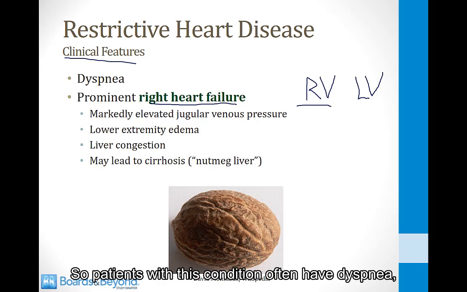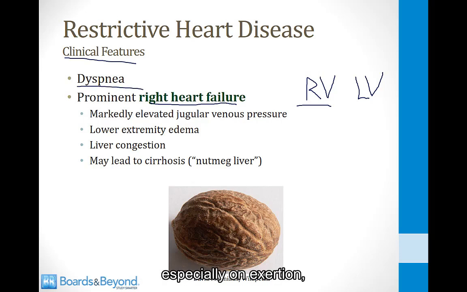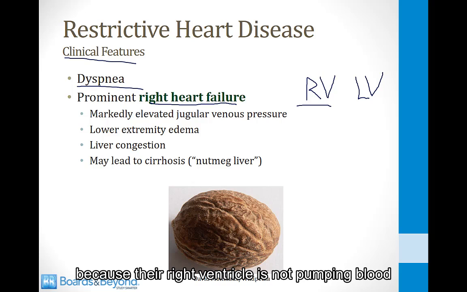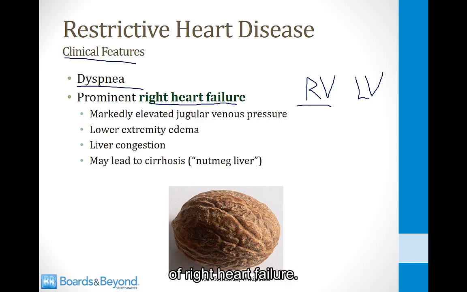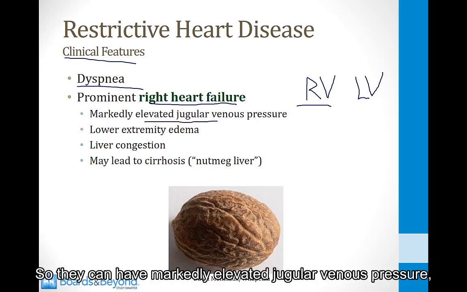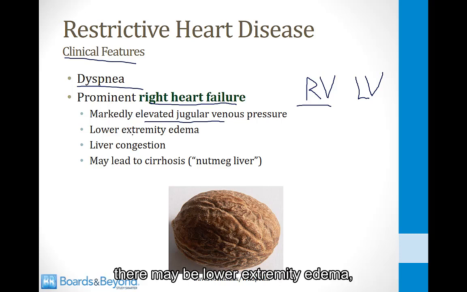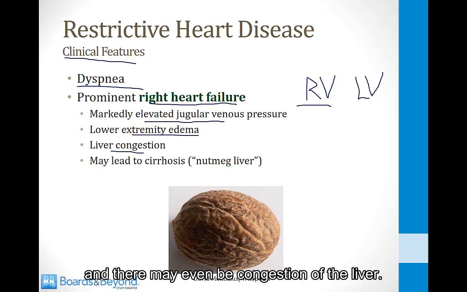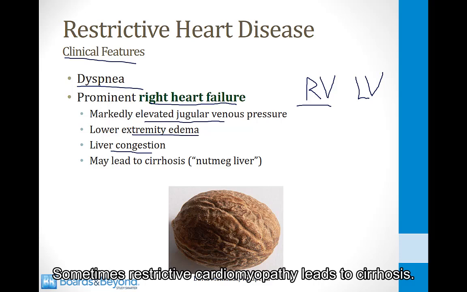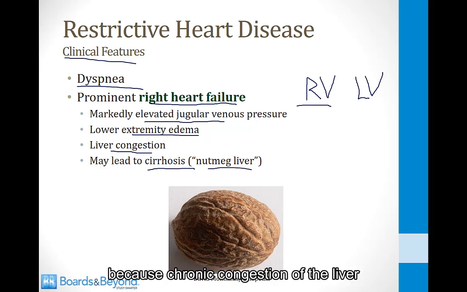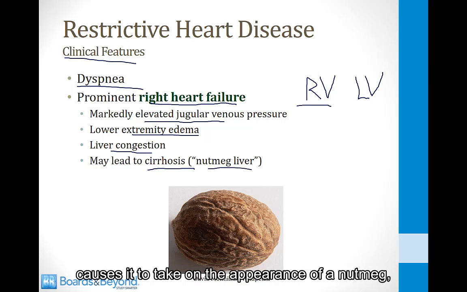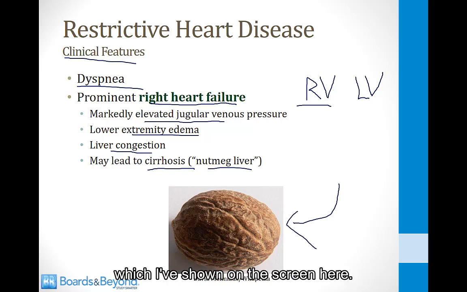So patients with this condition often have dyspnea, especially on exertion, because their right ventricle is not pumping blood to the left ventricle. And they often have prominent clinical features of right heart failure. So they can have markedly elevated jugular venous pressure, there may be lower extremity edema, and there may even be congestion of the liver. Sometimes restrictive cardiomyopathy leads to cirrhosis. This is called a nutmeg liver because chronic congestion of the liver causes it to take on the appearance of a nutmeg, which I've shown on the screen here.